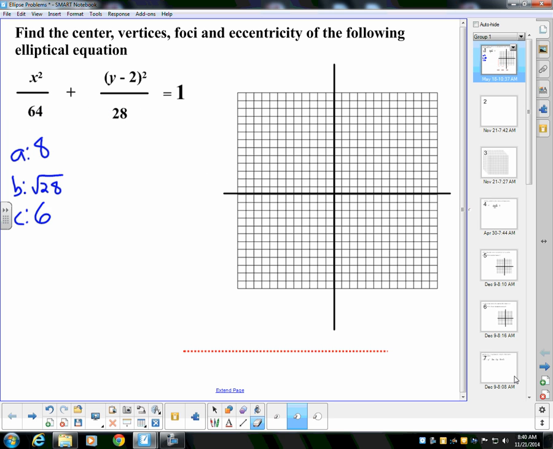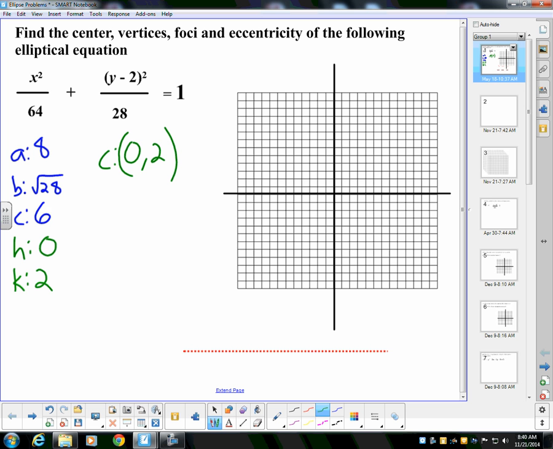The next thing we should do is plot some points. Or, well, it's not a bad idea to identify H and K. So we can either identify it by writing it or just simply plotting it. But we know H is going to be 0. Why? Because this up here is really x minus 0 squared. That's how we know that. So H is 0, and K is going to be 2. So I know my center is the point (0, 2).